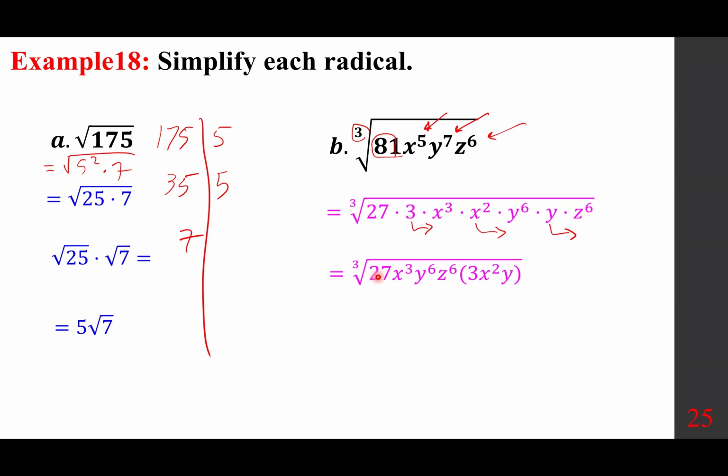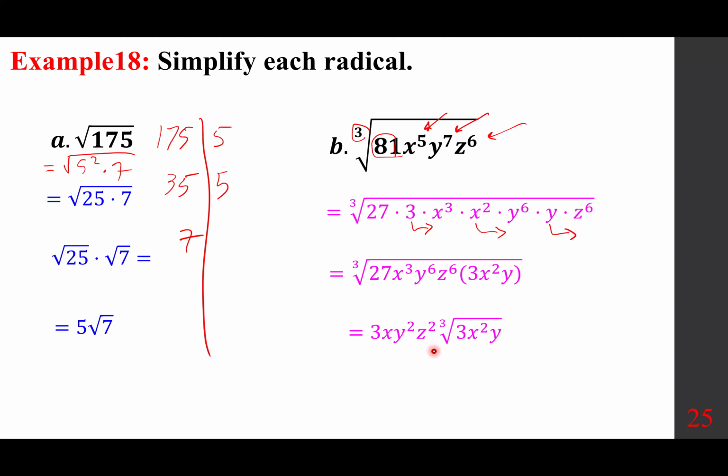27 cube root comes out as 3. X cubed cube root comes out as x. Y to the power of 6, y squared, z squared, and you keep the rest of it. And that's the idea. So it's very straightforward, everybody. I hope everybody's fine with that.